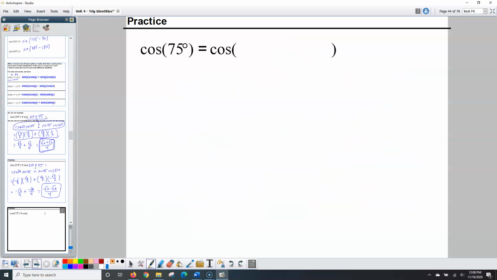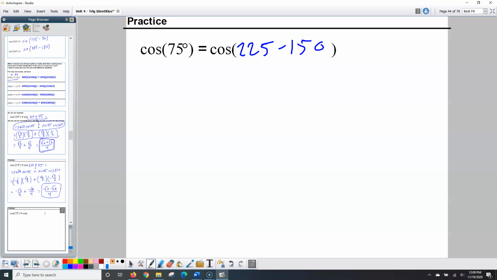All right, let's look at the next one. I got cosine of 75. Now, the easy one would be to add and get, what, 30 plus 45? Can I do a subtraction one? Could I do maybe like 225 minus 150? Just to spice things up a little bit.